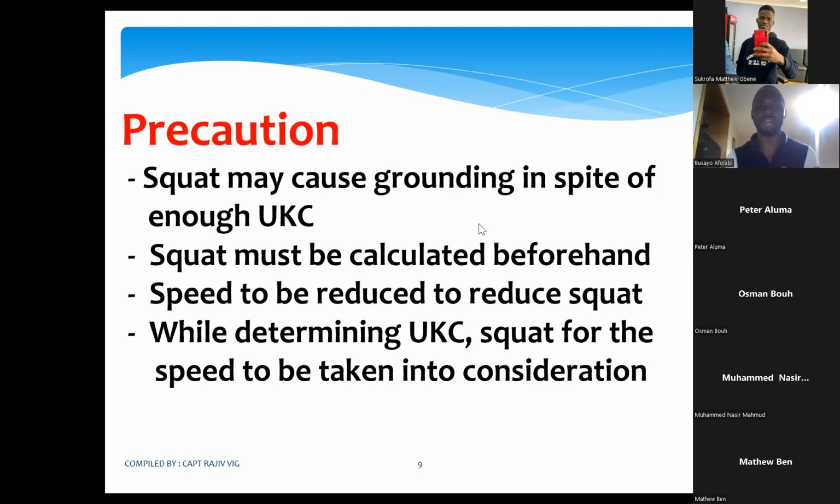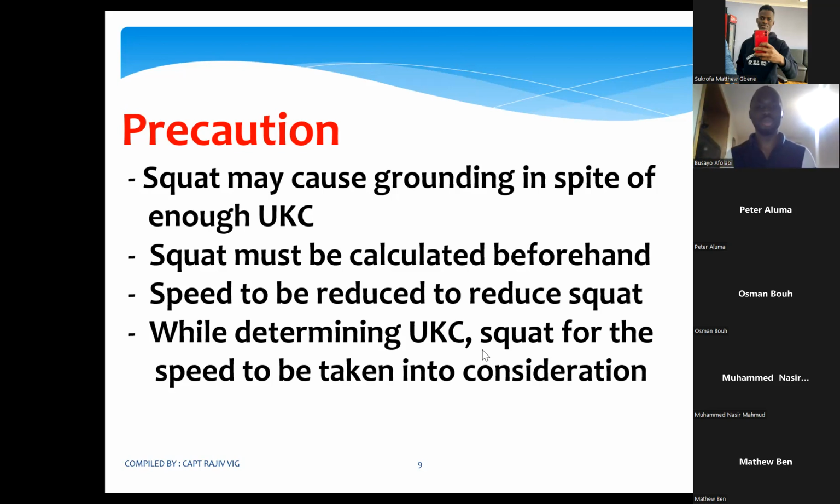So this is for the guys using echo sounder. Please don't be reliant on the echo sounder for the squat. For example, please don't bring out the echo sounder as well from all the explanation that I've highlighted here. So it must be calculated beforehand. It shouldn't be when you are there, then you are still checking as well. So that's why we talk about proper planning and proper preempting of what will happen.